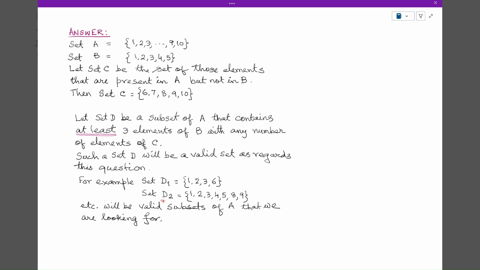Similarly, set D2 could be 1, 2, 3, 4, 5, 8, and 9. Here, the first 5 elements are from set B and the next 2 elements are from set C. So this is also a valid subset of A for the question. So there could be many such sets D1, D2, D3, etc. and all of them will be valid subsets of A that we are looking for.